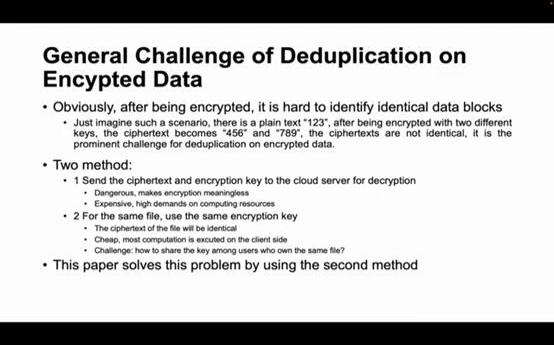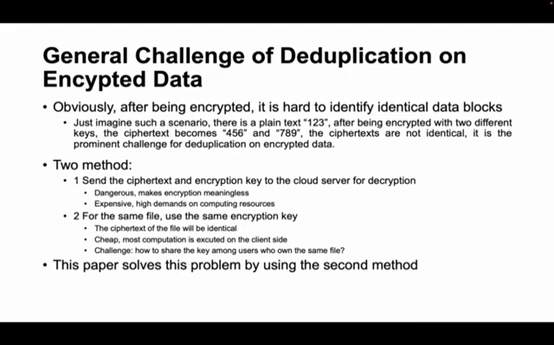However, everything changes when the data is encrypted. Here I will introduce the general challenge of deduplication on encrypted data. Just imagine such a scenario. There is a plain text 123. After being encrypted with two different keys, the ciphertext becomes 456 and 789.